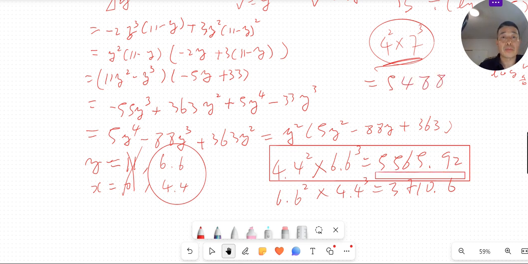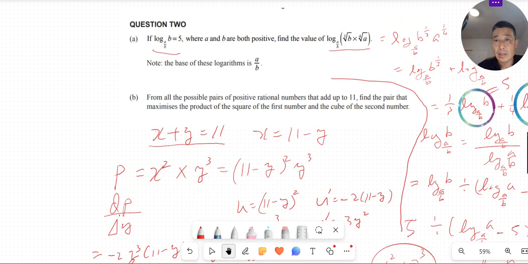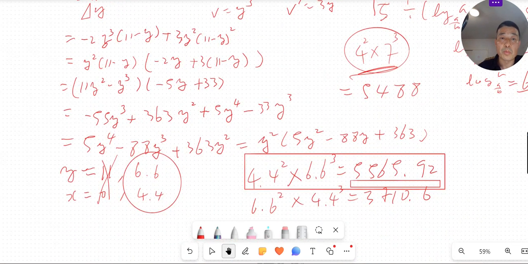This should be maximum. Let me just check what the question is asking. Find the pair that maximizes the product. Okay, we found a pair, which is 4.4. So the answer is 4.4 and 6.6.